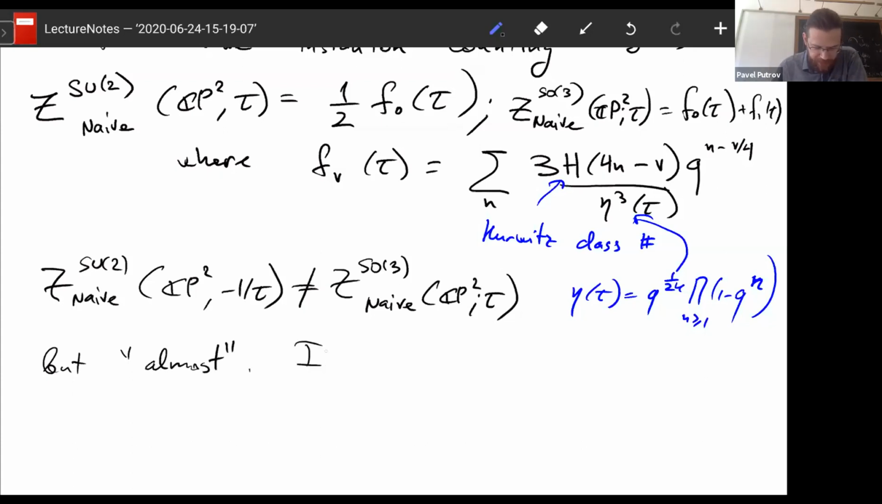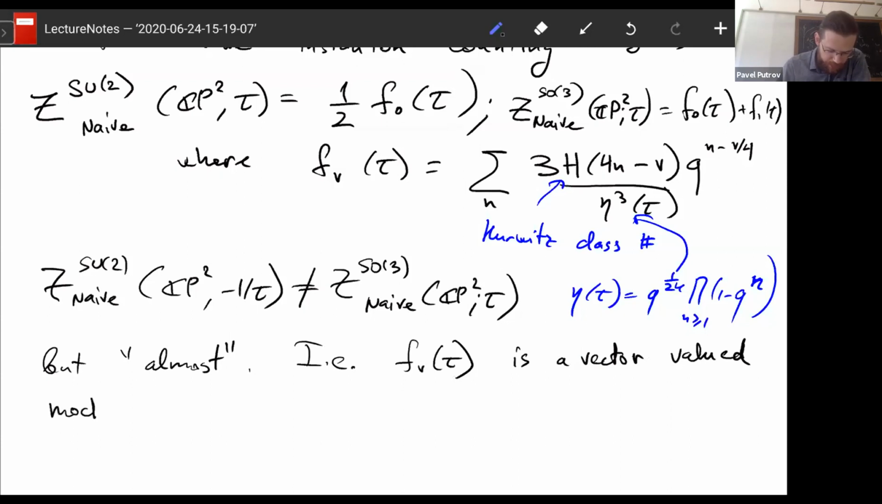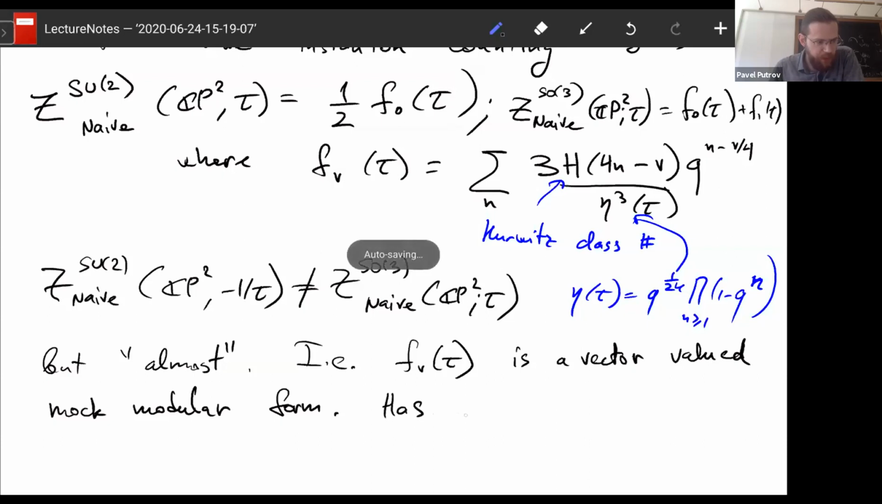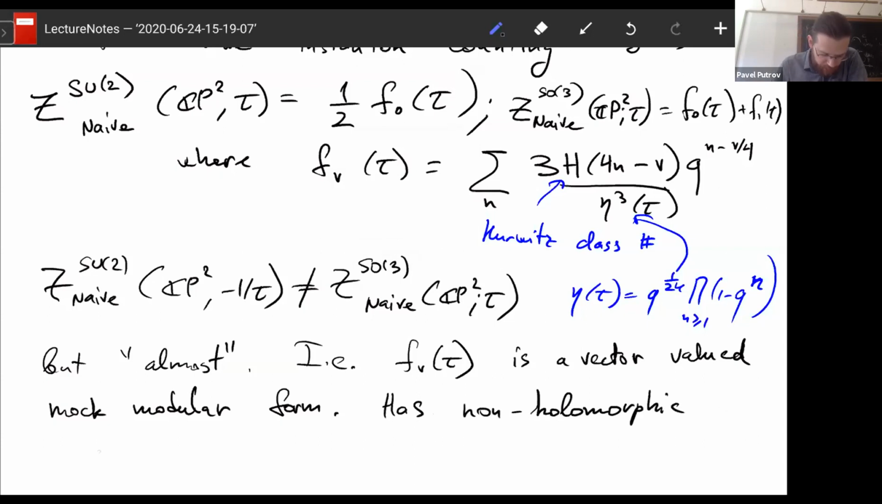What almost means is that f v of tau is a vector-valued mock modular form. This is actually one of the first examples of mock modular forms, considered by Zagier. I'm not going to go into the theory of mock modular forms, but many of you have probably heard the basic idea: it has a kind of non-holomorphic modular completion.